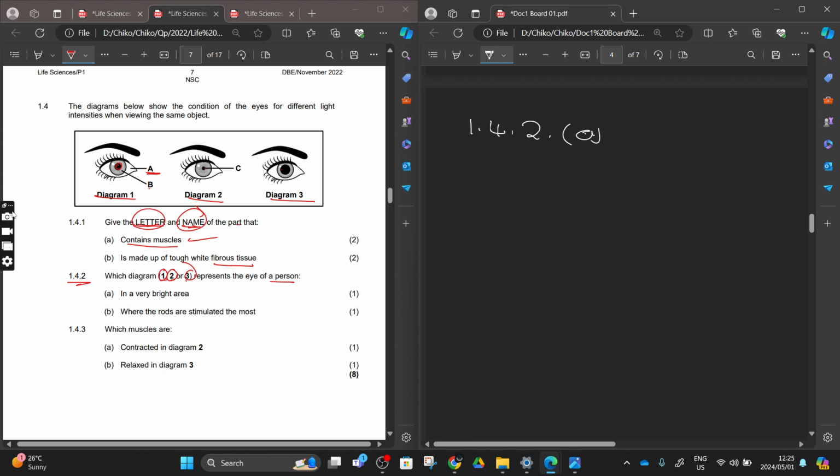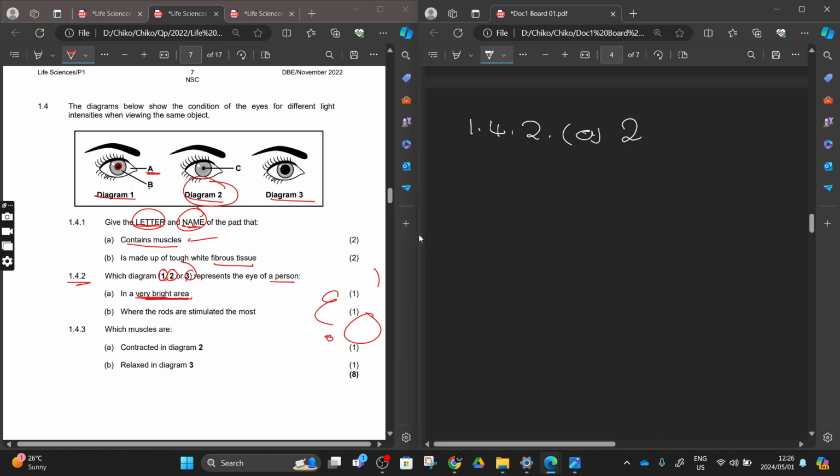But which diagram represents the eye of a person in a very, very bright area? It means very bright, so you have to close that, right? More light, close. Less light, open. So here the very bright area will be number 2. So we just come here and write number 2.